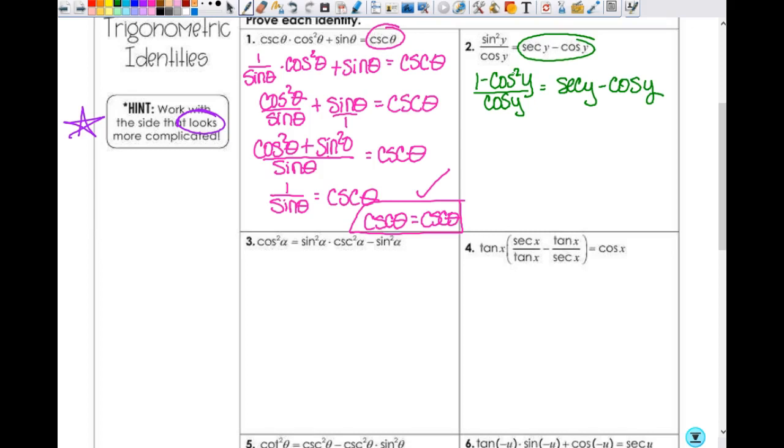But not if I have it in the denominator, then no. But if the numerator has more than one term in it, you can split the fraction into 2. Just like we took these 2 fractions and put them into 1, I could take the 1 and put it back into 2. So I can make this into 1 over cosine y minus cosine squared y over cosine y equals secant y minus cosine y.